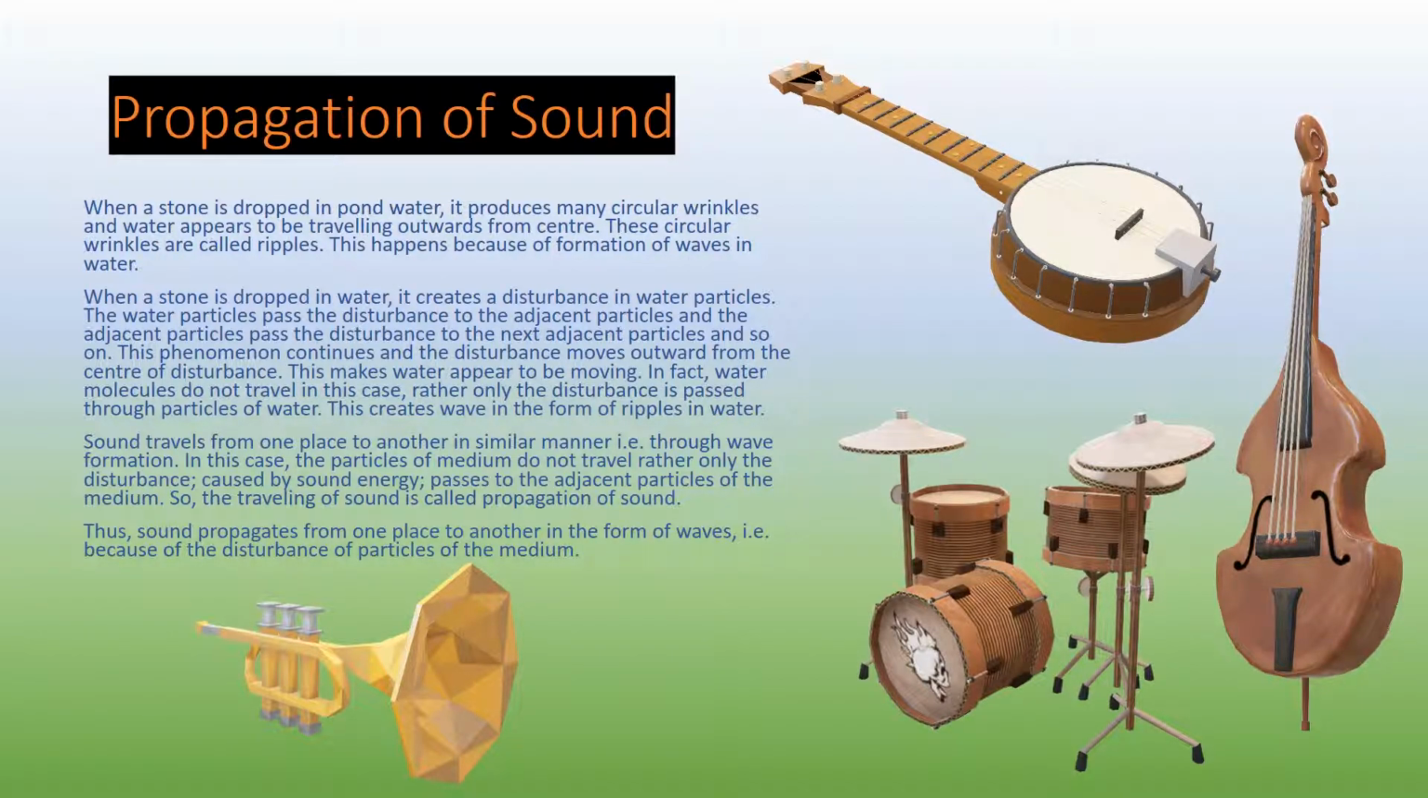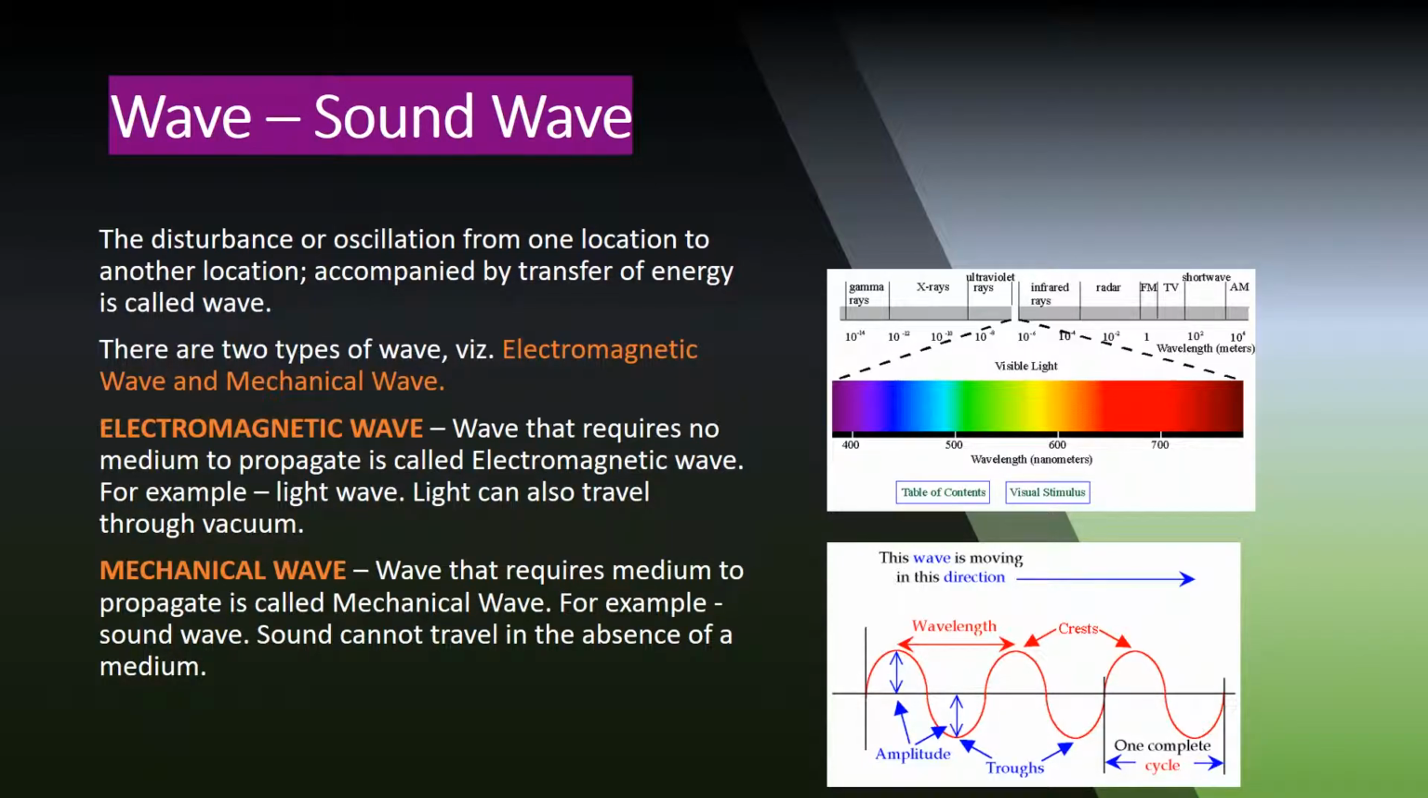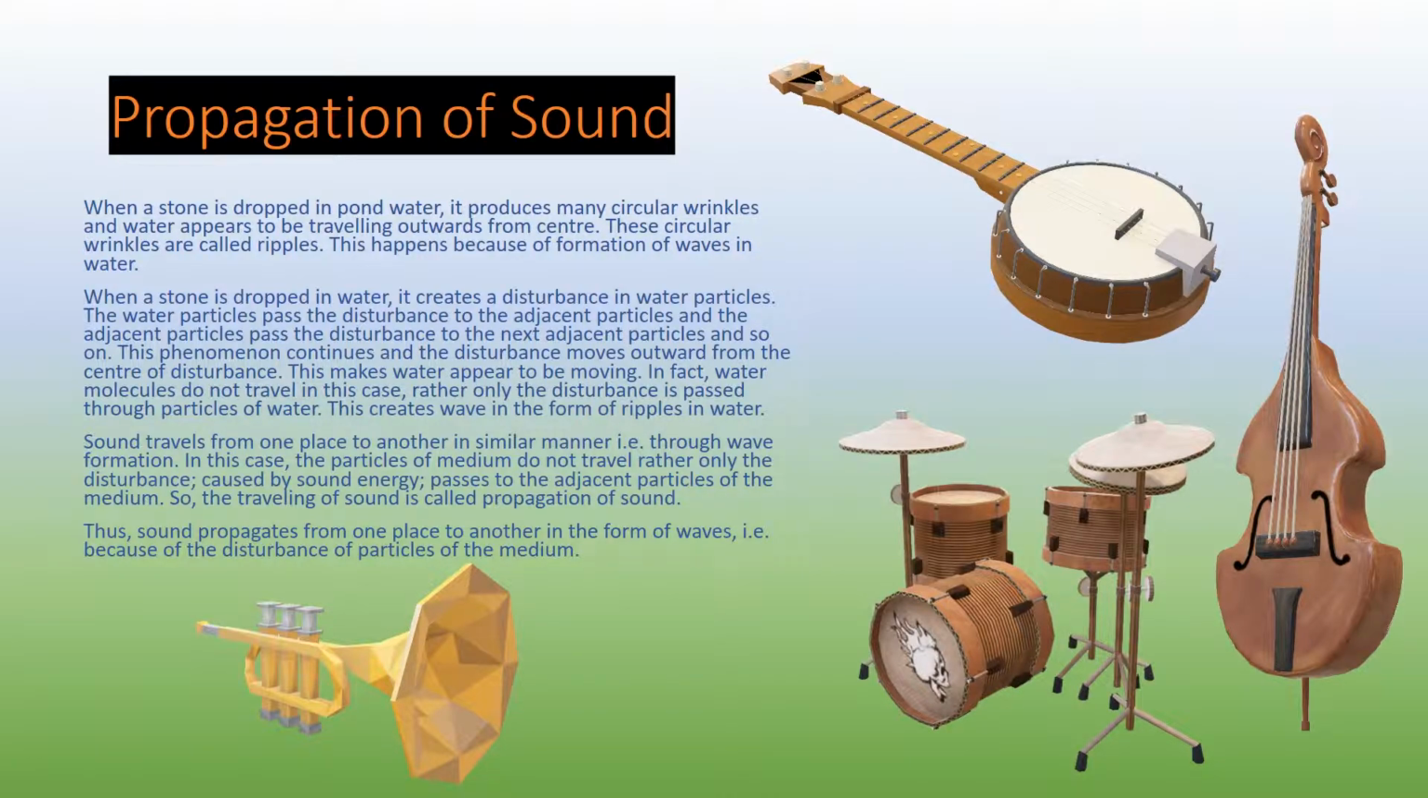Sound travels from one place to another in similar manner, i.e. through wave formation. In this case, the particles of medium do not travel, rather only the disturbance, caused by sound energy, passes to the adjacent particles of the medium. So, the traveling of sound is called propagation of sound. Thus, sound propagates from one place to another in the form of waves, i.e. because of the disturbance of particles of the medium.